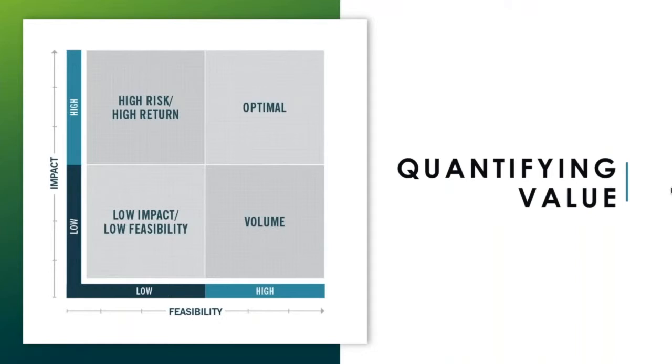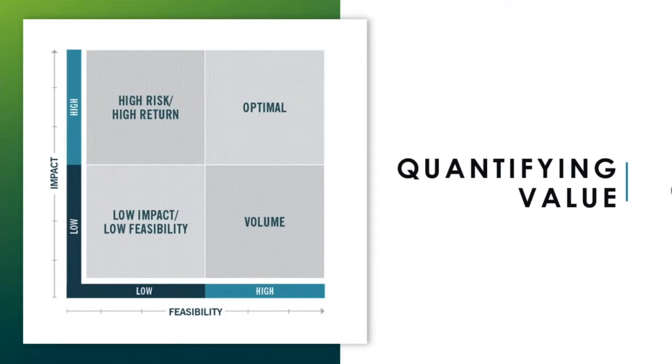The impact is on the y-axis, low to high, and the feasibility is across the bottom. Ultimately, we are targeting 3 of these quadrants. We're looking at those high risk, high return projects. We're looking at optimal, which are the high impact and high feasibility. We're also, in an attempt to drive utilization, looking at the volume type projects, those that might be the quick hits that are high feasibility and on the quick horizon.